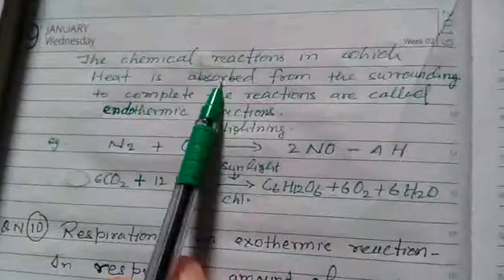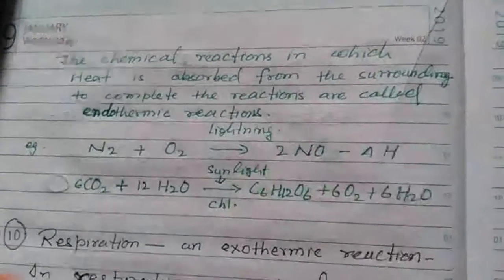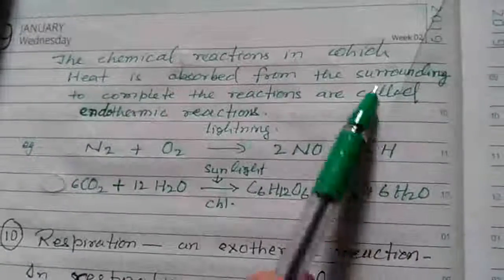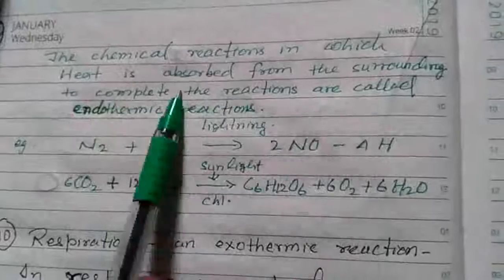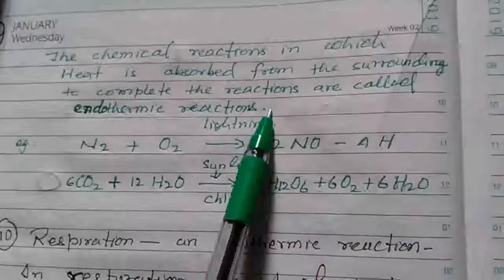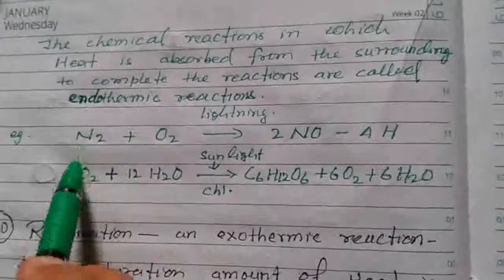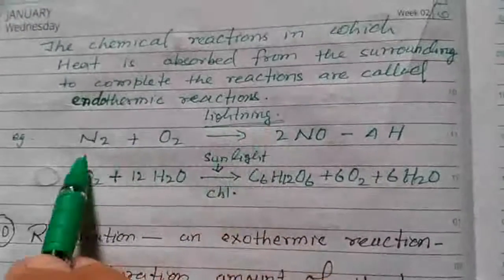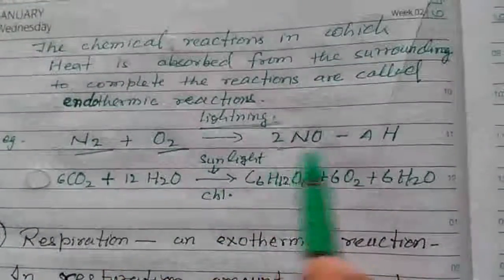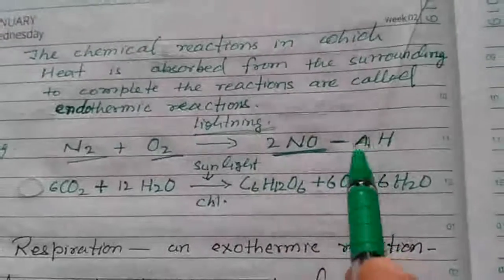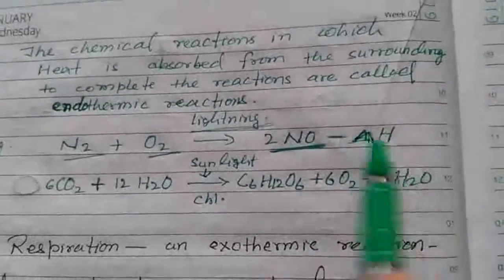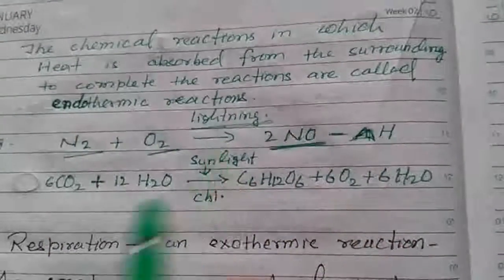Now the chemical reaction in which heat is absorbed from the surroundings, where after the completion of the reaction heat is taken from the surroundings, is called an endothermic reaction. Like during lightning, nitrogen reacts with oxygen to form nitrogen monoxide. Here minus delta H, heat is taken from the surroundings. So lightning occurs, and heat is given to this.